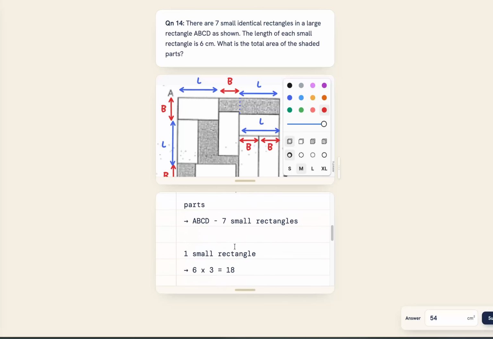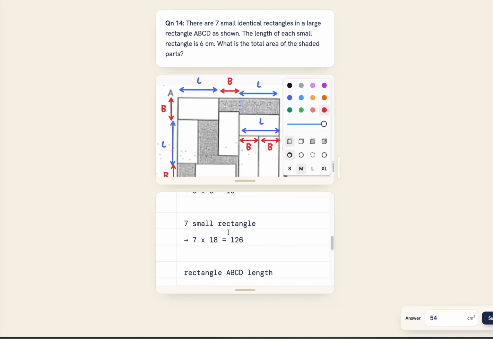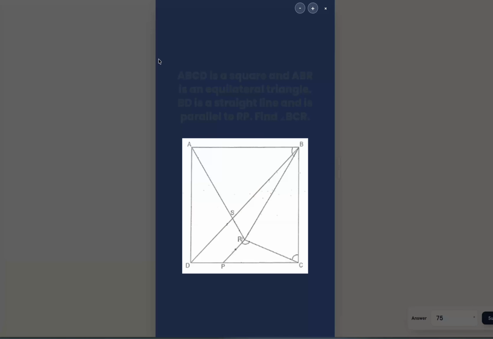So now we want to subtract to get the total shaded area. It's 180 minus 126, and this will be 54 centimeters square. There you go.